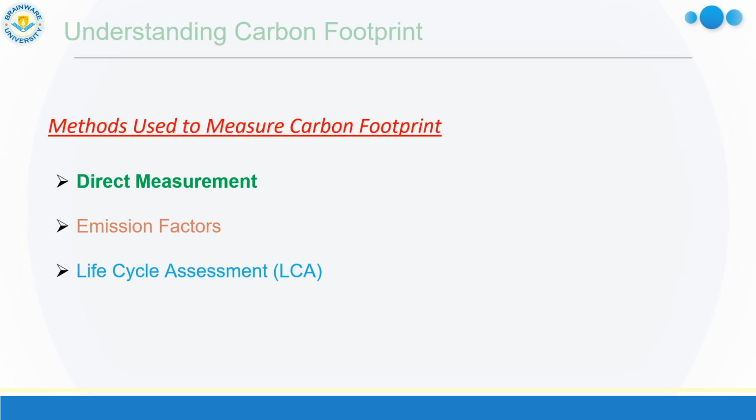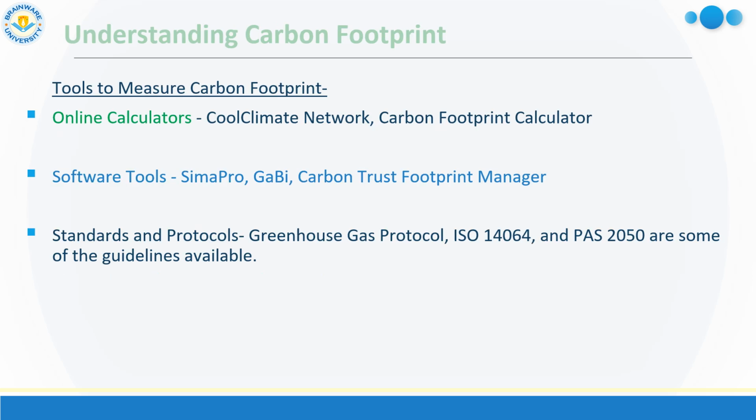Number two, emission factor. Estimating emissions from various activities by applying common emission factors, such as for electricity use and transportation. Number three, life cycle assessment, LCA, measuring the overall environmental impact of a product or service from extraction to disposal. So these are the three general methods we are using in our world at present to measure the carbon footprint of a system.